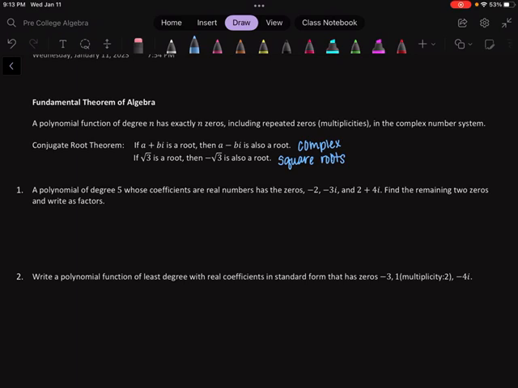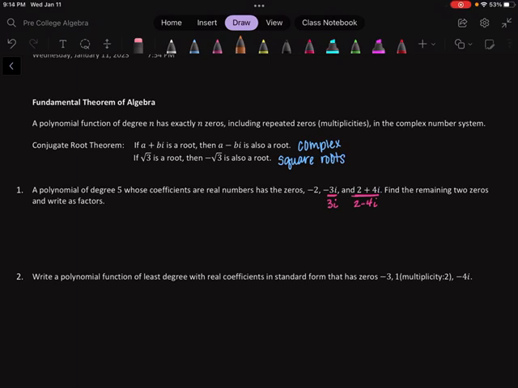So, as I just mentioned, the complex zeros, if these are zeros, their conjugates must also be zeros. So not only -3i is a zero, but +3i is also a zero. And not only is 2 plus 4i a zero, but 2 minus 4i is a zero.